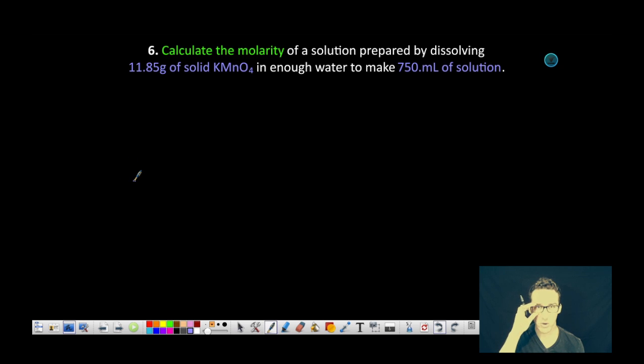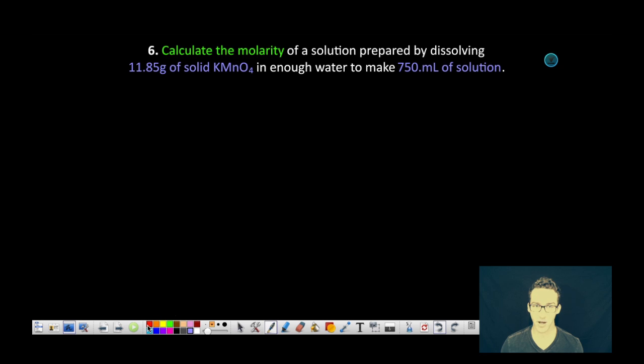Okay, going strong. Question 6. Calculate the molarity of a solution prepared by dissolving 11.85 grams of solid KMnO4, potassium permanganate, in enough water to make 750 milliliters of solution.